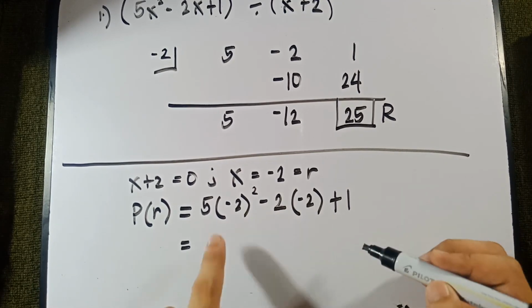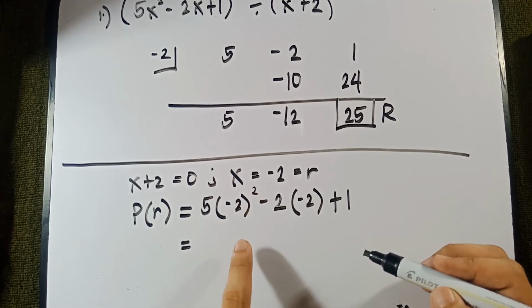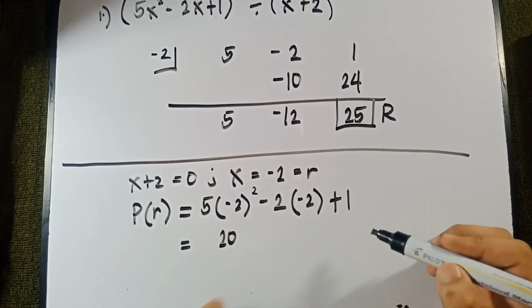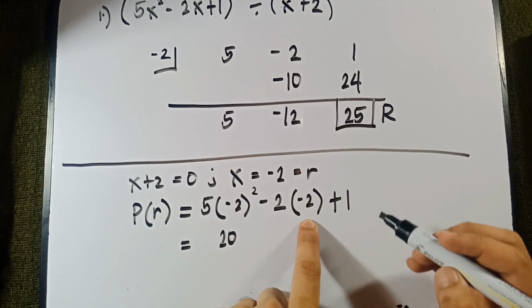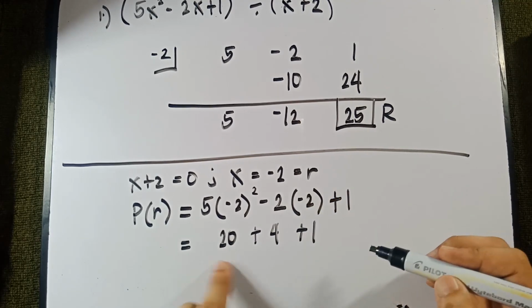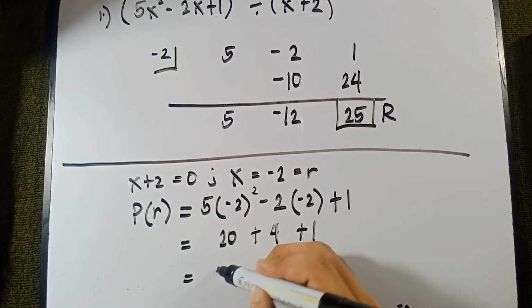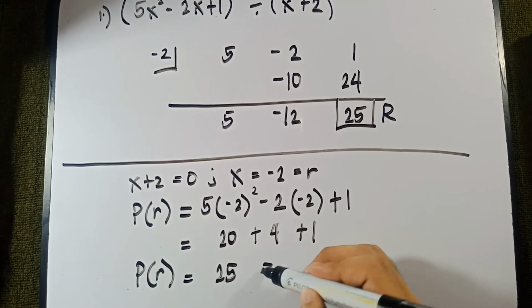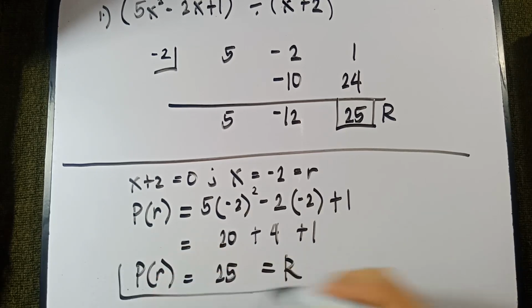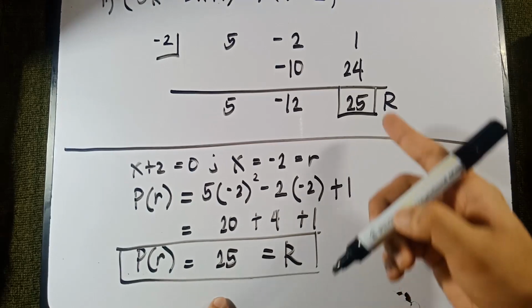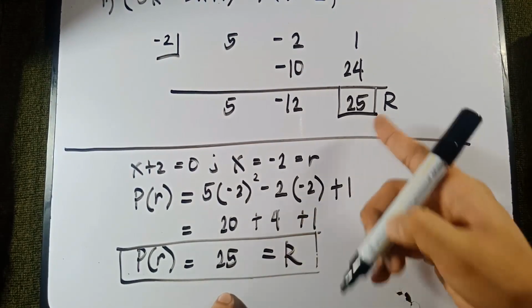Then, simplify lang natin, ano. So, ito ay negative 2 squared. So, that is 4. 5 multiplied by 4, that is 20. Negative 2 multiplied by negative 2, that is positive 4. Then, plus 1. So, 20 plus 4 plus 1, that is 25. So, yung P of R natin, yan din yung ating remainder, which is equal to 25. So, parehas yung nakuha nating sagot, ano, na remainder.